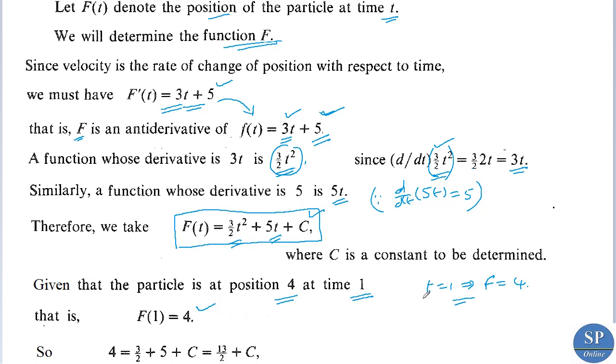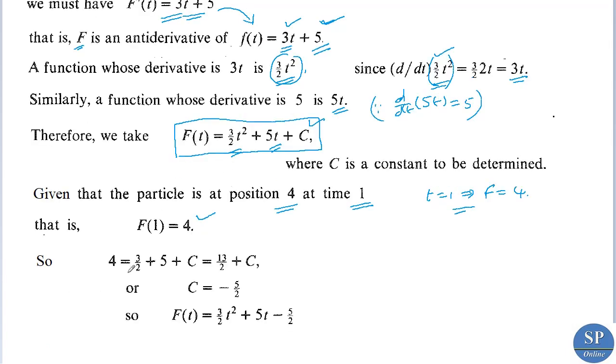So we have 4 is equal to 3/2 into 1 squared plus 5 into 1 plus c. From this we have 13/2 plus c, so we get c equal to minus 5/2. Replacing the value of c here, we get F of t equal to 3/2 t squared plus 5t minus 5/2. That is the position function.